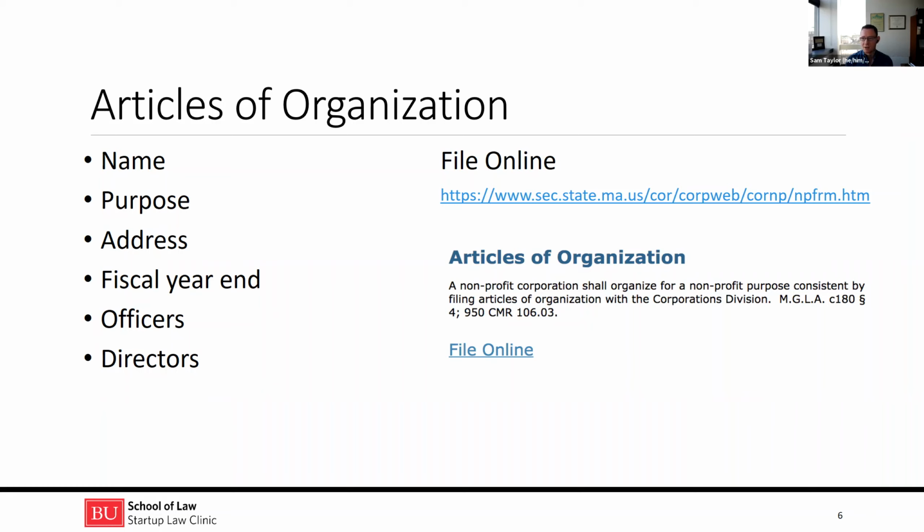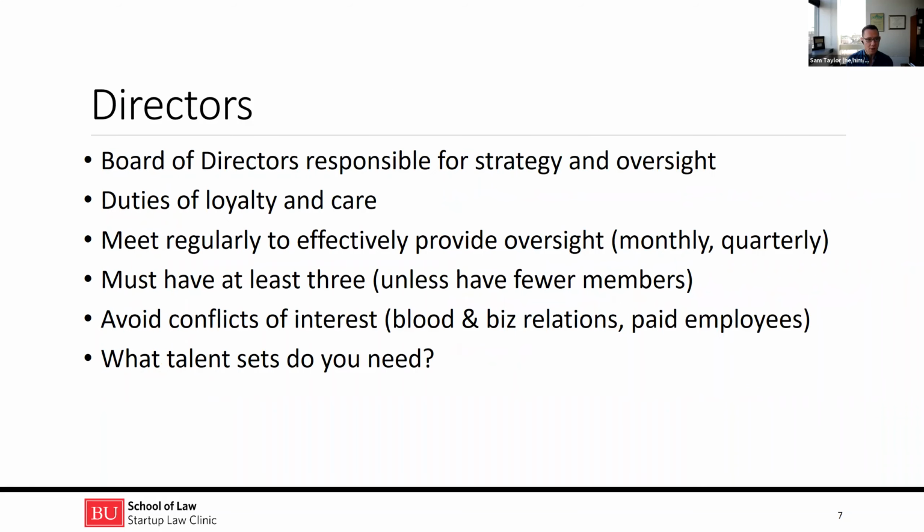And we've got a link here. And again, this presentation will be available on our website shortly. We've got a link here that you can go to get right to the form you need to fill out in Massachusetts to submit the Articles of Organization. So as I mentioned, in the Articles of Organization, you're going to need to identify the directors of your nonprofit. So who are the directors?